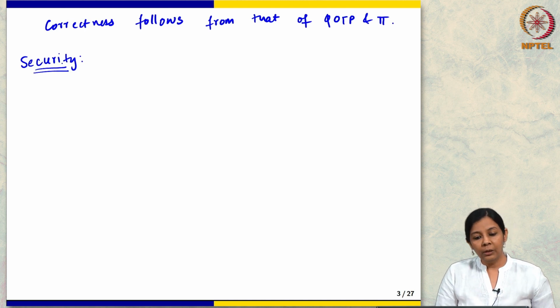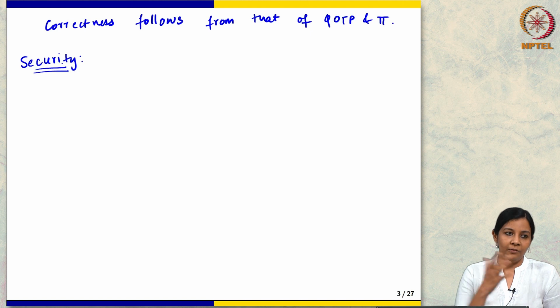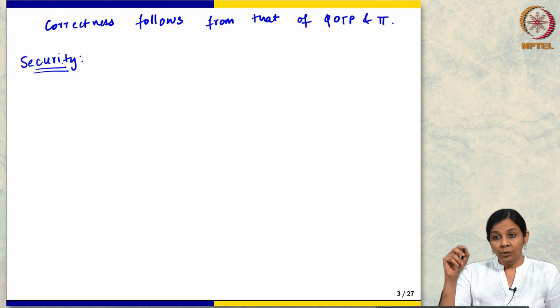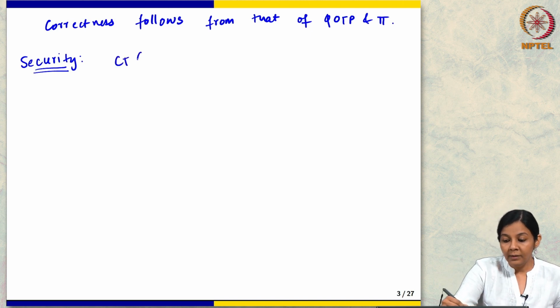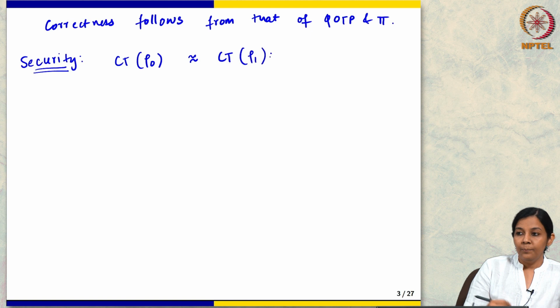Now how should I argue security? Very intuitively, security will build upon the security of the OTP and the PKE, since those are the only two things we used. But I need to do the argument carefully. I want CT of rho 0 to be indistinguishable from CT of rho 1. How should I proceed?